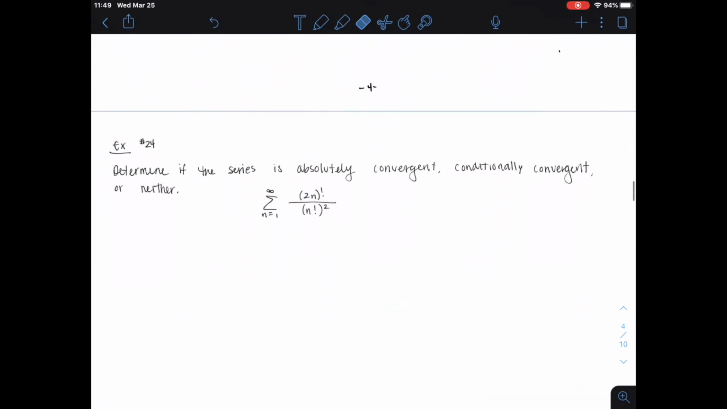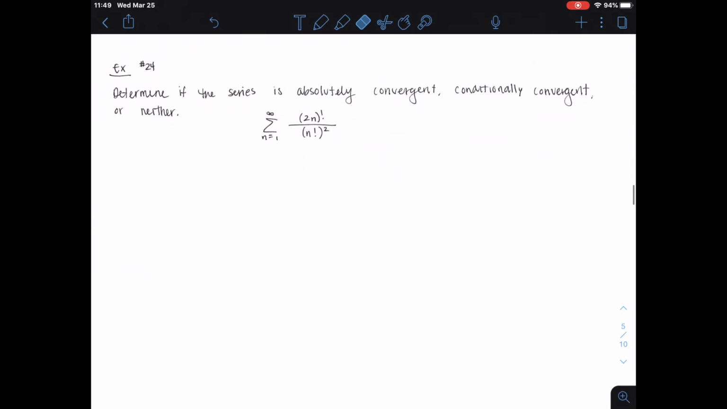Okay? So let's try an example together. We want to determine if this series is absolutely convergent, conditionally convergent, or neither. So basically, if we try absolute convergence and that ends up failing, there's a good case that it'll be conditionally convergent. So that would mean that you'd apply something like the alternating series test to it.